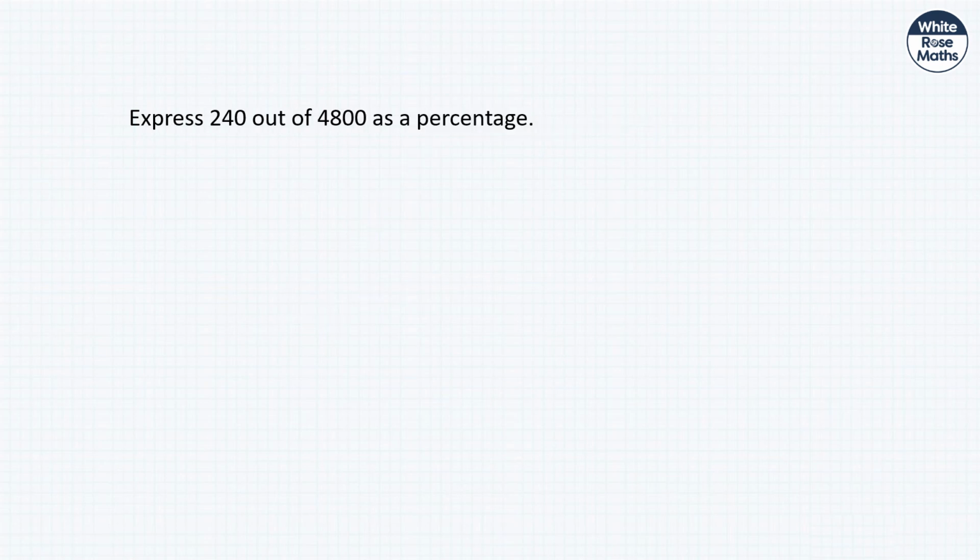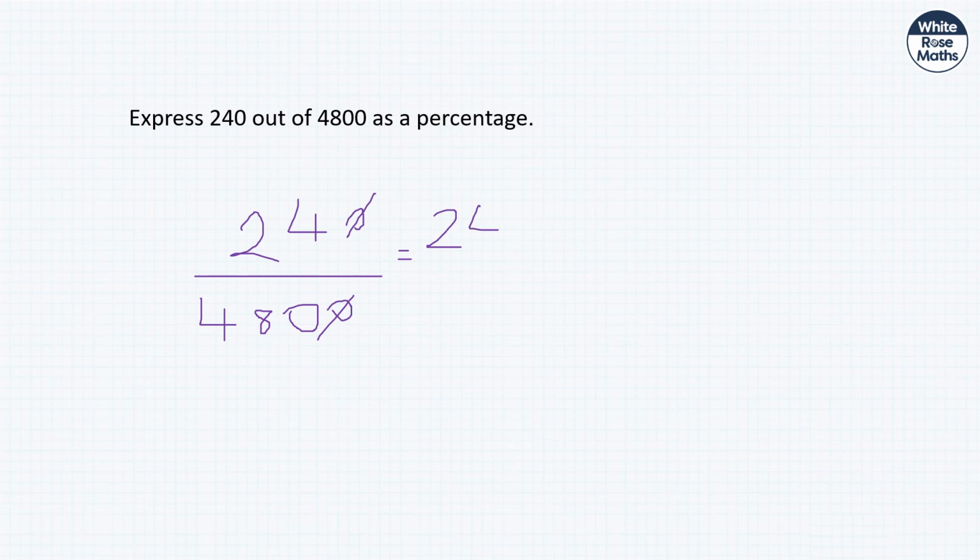Express 240 out of 4,800 as a percentage. So that'd be 240 out of 4,800. Okay, so let's just cancel it first a bit. So that's going to be 24 over 480. Now, if I take my time, guys, 24 out of 48, that's equal to a half, because 24 is half of 48. So that will be equal to 50%.